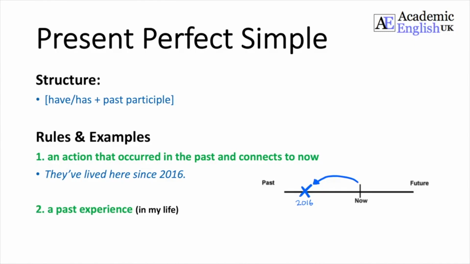Okay, and the second rule is a past experience or in my life. I've been to Japan. So I'm talking about my life, I'm looking back. I don't give a date usually, and if I do, I refer to the past simple. So I would say, I've been to Japan, I went there in 2016.